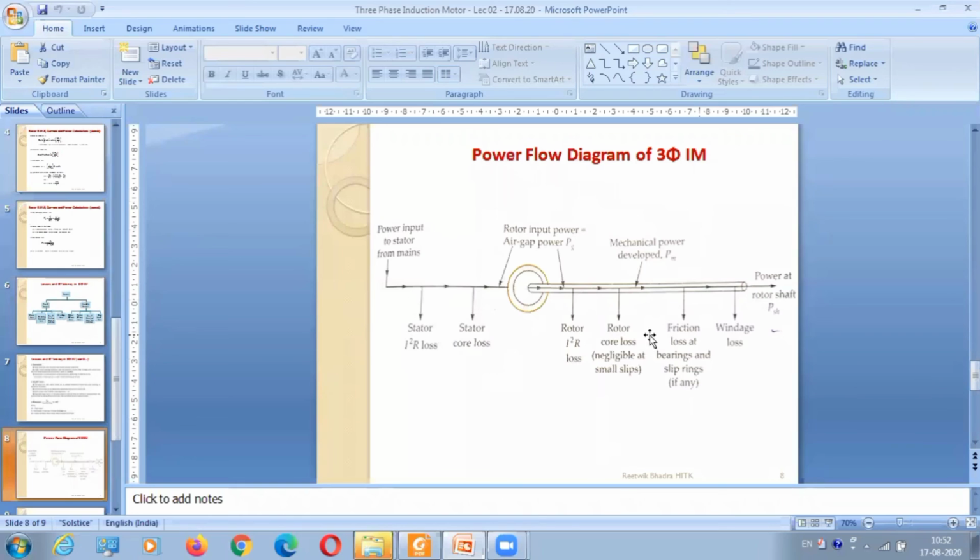If you know this, and if you can calculate this I square R, you can use your input equal to output plus losses formula and get all the values. If you know this whole diagram, practice it by drawing it 2 to 3 times in your copy. You can easily solve all the problems.